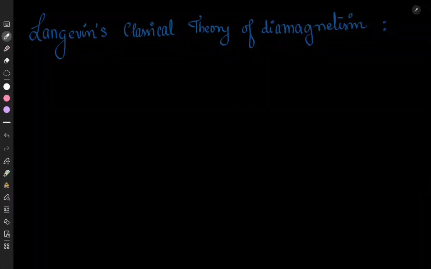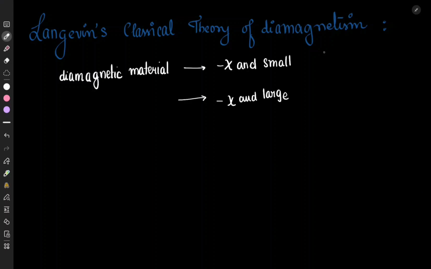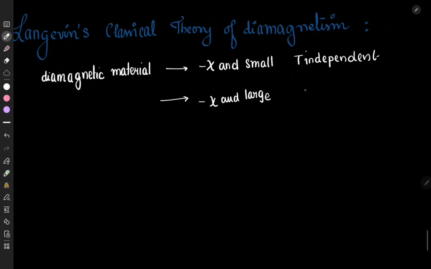So in today's lecture, we'll be discussing Langevin's classical theory for diamagnetism. Before that, we have to have a basic idea of what diamagnetic materials are. In a diamagnetic material, the susceptibility is negative. It can be either small or large. If the susceptibility is negative and small, then it is temperature independent. Whereas if the susceptibility is negative and large, then it will be independent of temperature below a critical temperature.